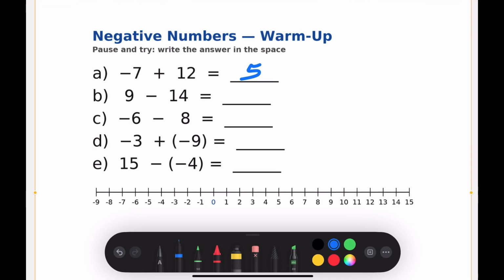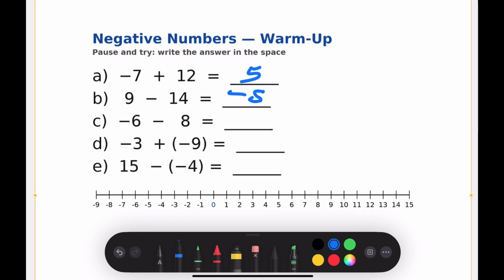Okay, so the next question is 9 minus 14. So to do this, you work out the difference between 14 and 9, which is 5. And as you know that you're taking away a bigger number, you know it's going to be negative. So it must be negative 5. However, you can also use a number line to work this out. So you can do 9 minus 14. So 1, 2, 3, 4, 5, 6, 7, 8, 9, 10, 11, 12, 13, 14. As you can see, we get minus 5.